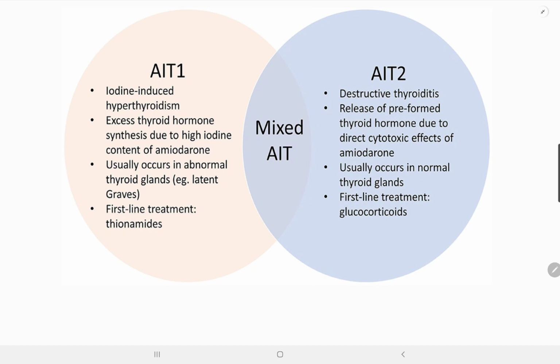And talking about type 2, it is a destructive thyroiditis, and it releases the preformed thyroid hormone due to direct cytotoxic effects of amiodarone and usually occurs in normal thyroid glands. The first-line treatment is glucocorticoids here.